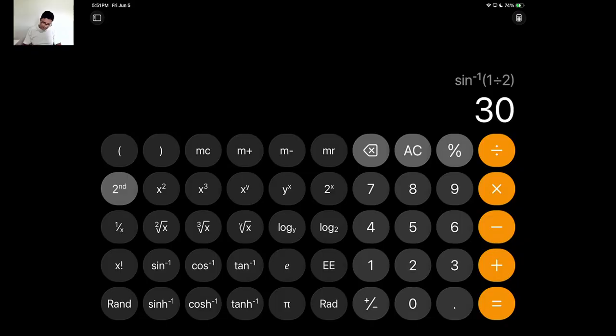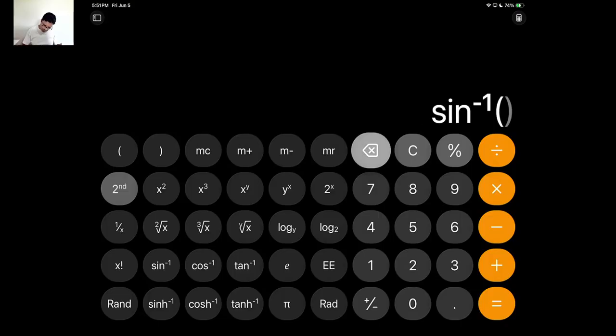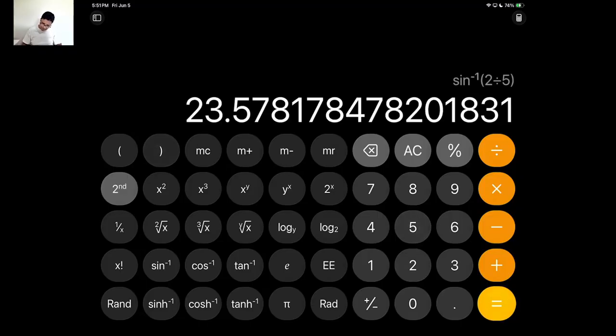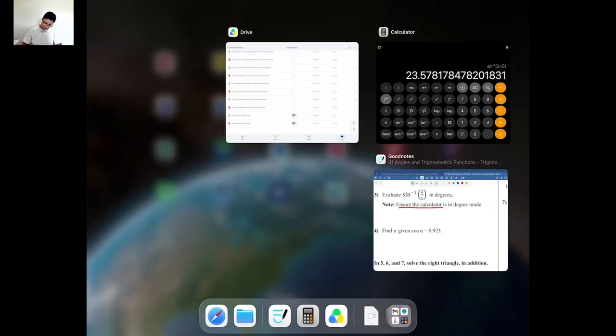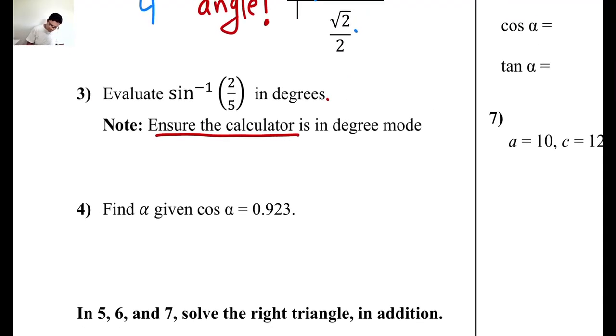Let's go back. Sine inverse 2 divided by 5. What did I do here? 2 divided by 5. 23.578. It doesn't say how many decimals, so I'm just going to write 3 decimals. Okay.